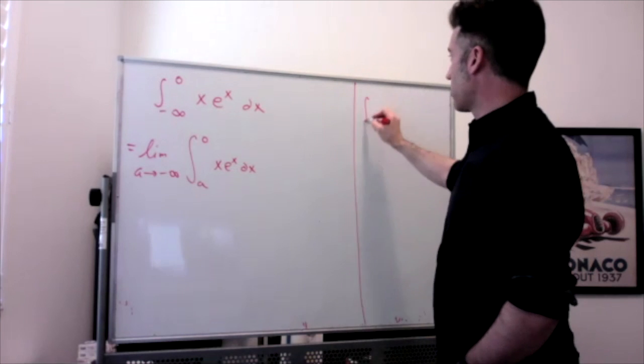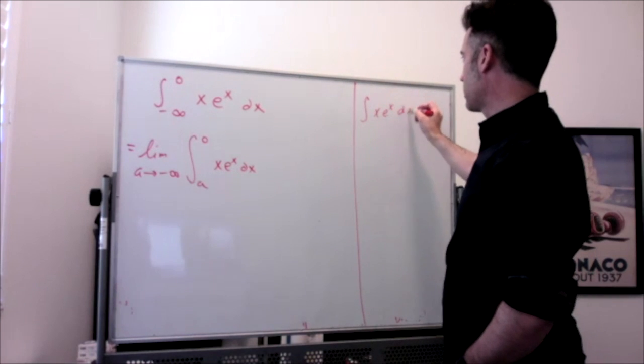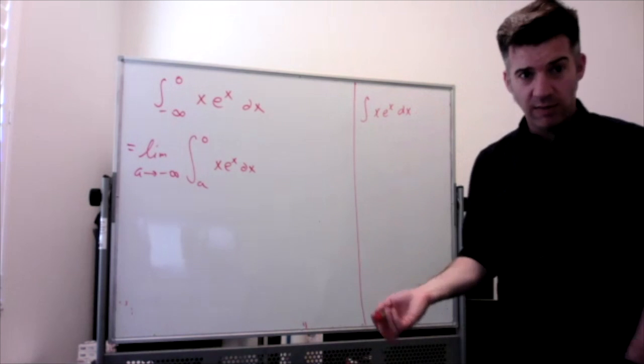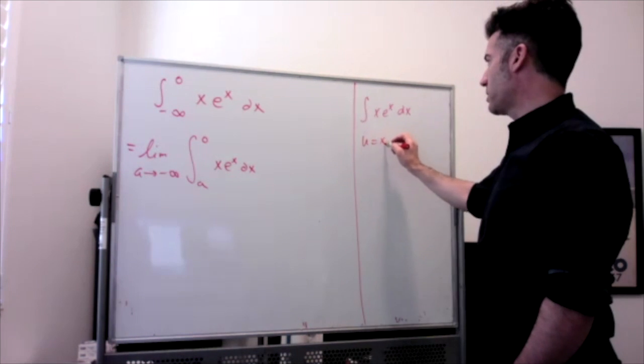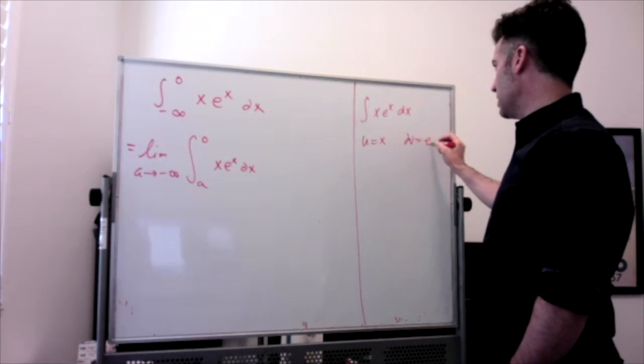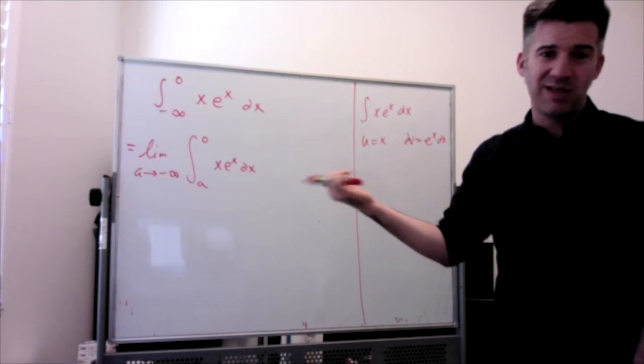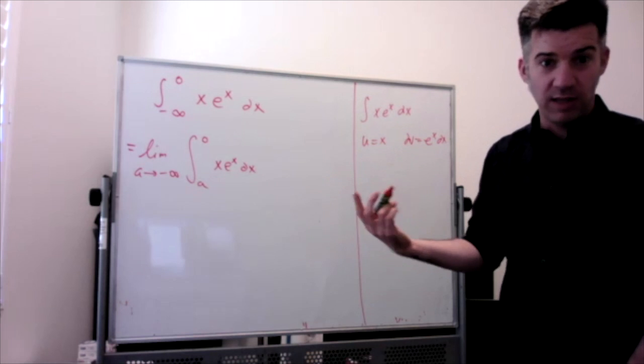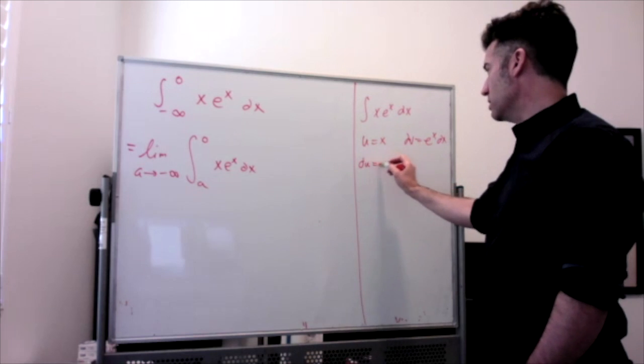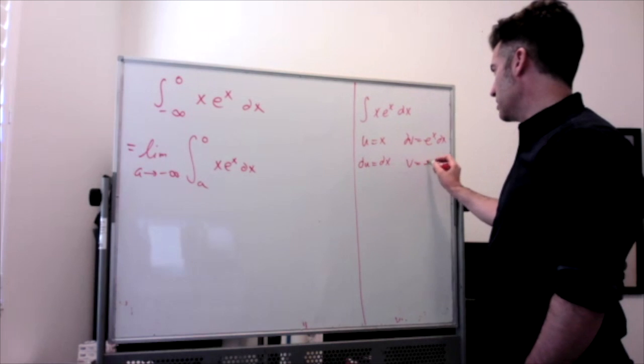So I'm going to do the integral of x e to the x dx. It's integration by parts. I'm going to let u equal x, dv is e to the x dx. Yes, you could use tabular here, but it's only a one-step tabular. It seems kind of unnecessary to do a one-step tabular. du is dx, and v is e to the x.